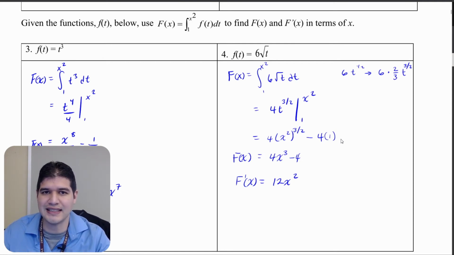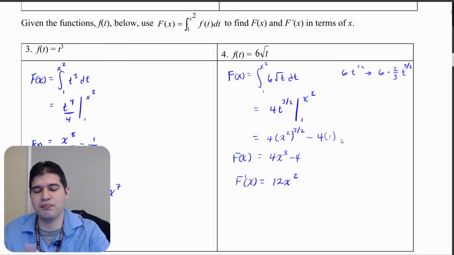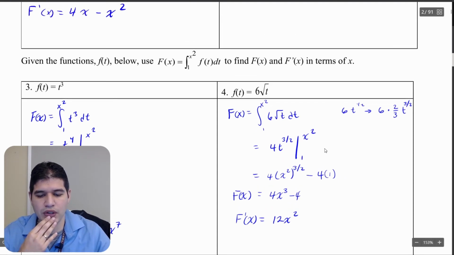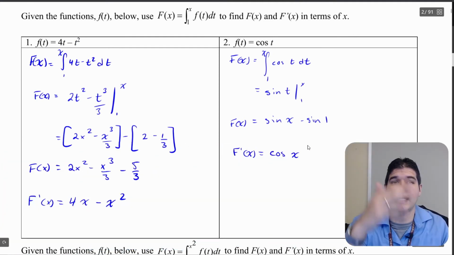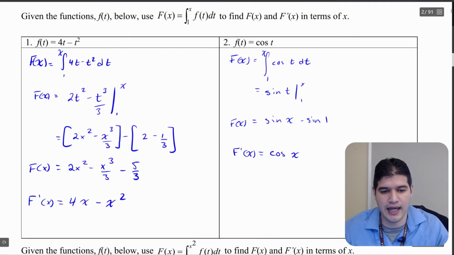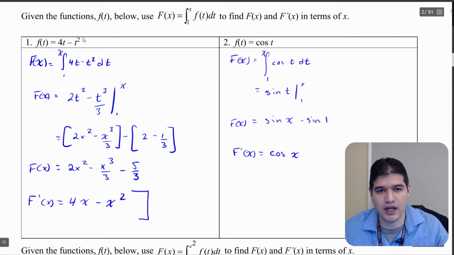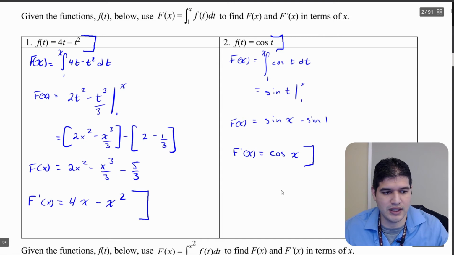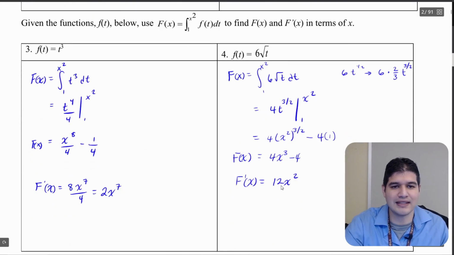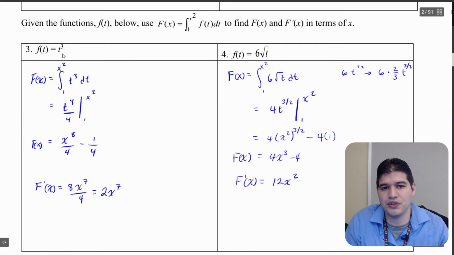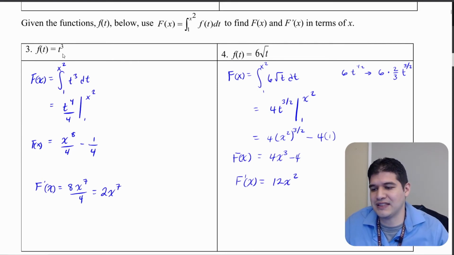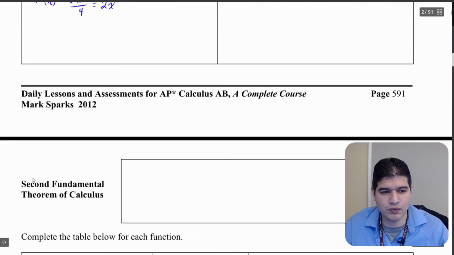What I want you to see is, is there some sort of pattern? Because before, when we were looking at our other problems, they were coming out to exactly what is above, right? So I had 4x minus x squared from 4t minus t squared. I had cosine t, I had cosine x. Now, is that the exact same pattern? No, it's not the exact same pattern here. I'm getting 2x to the 7th and I started with 2 cubed. What is specifically happening here? See if you can find some sort of pattern.